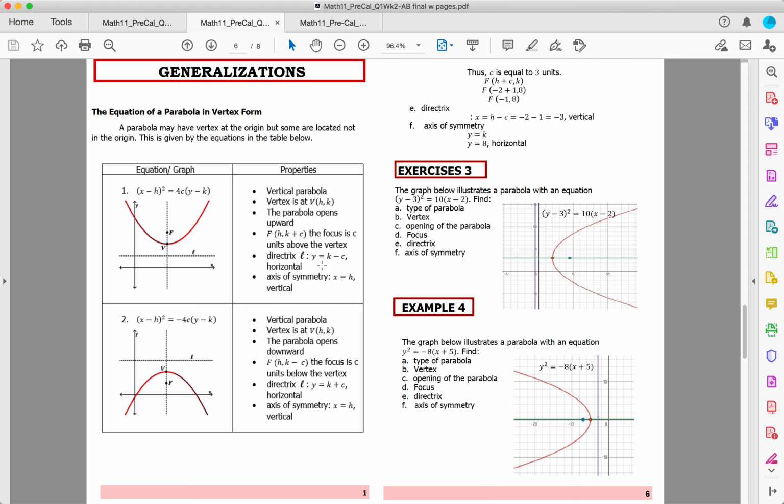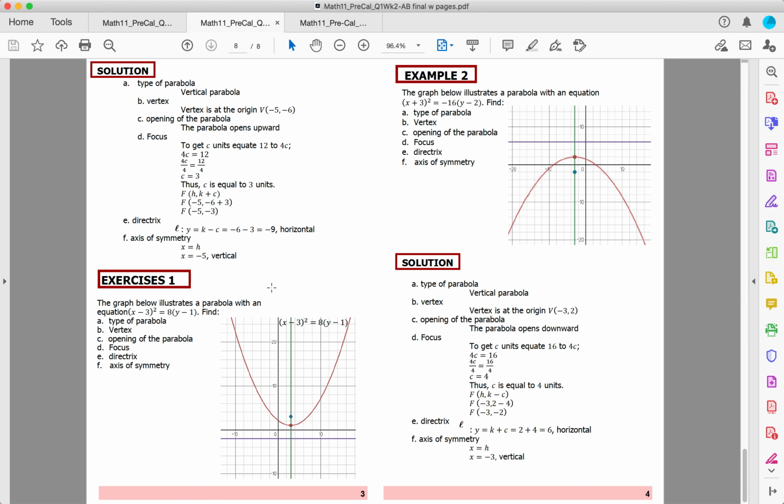Okay, so let's have exercise 1. Here it is. Now this is the given equation. The first thing that you can determine is the type of the parabola. How do you know that it's facing upward? When it starts with x and the one being squared is the x variable, it's facing up or facing down. That's the hint.